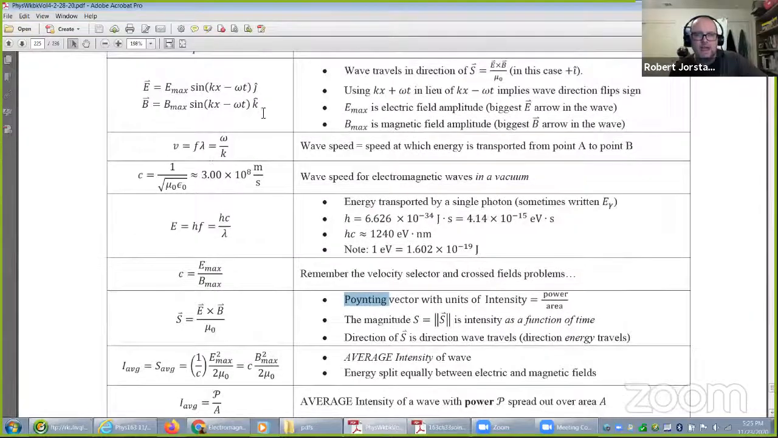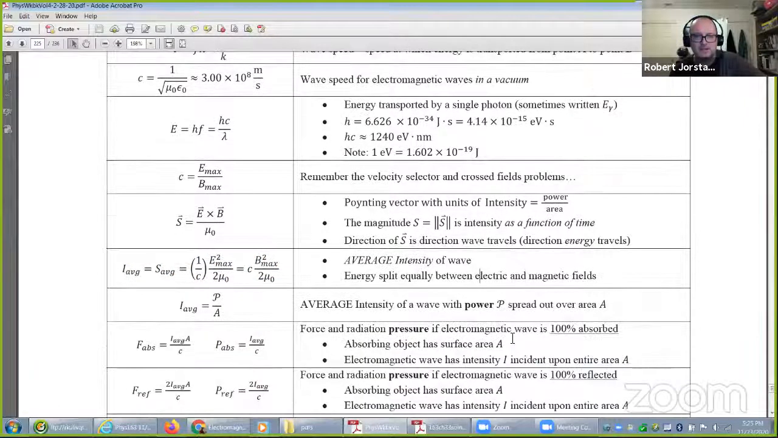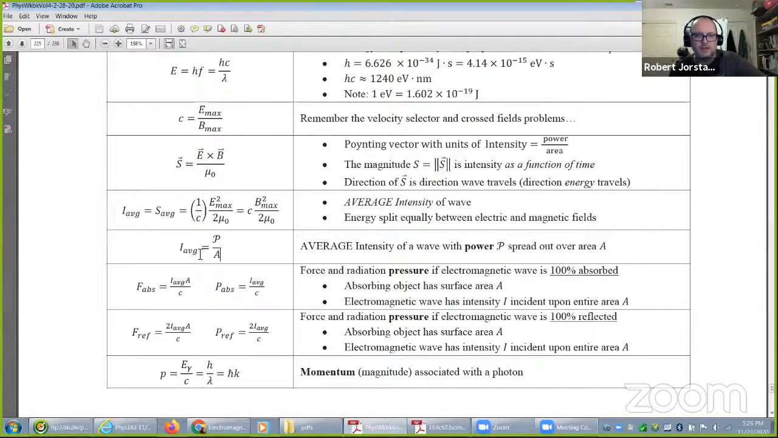If you average these sine waves, you get this half. So that's where these formulas come from. That's the average intensity. Next. Okay, power over area. We'll get into some problems.